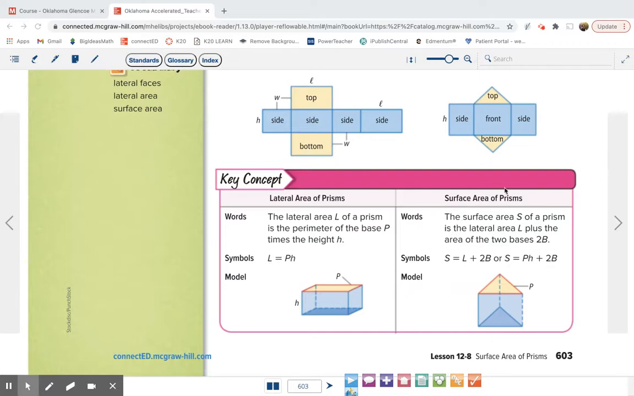So then to find the surface area, it's your L, which we just talked about here, plus 2 times big B. Big B means the area of the base. So if you wanted, since L equals PH, you could just say surface area equals capital PH plus 2 big B. So I would for sure write both of those down. Lateral area is capital PH. Surface area is capital L plus 2 big B. So let's look at an example now.